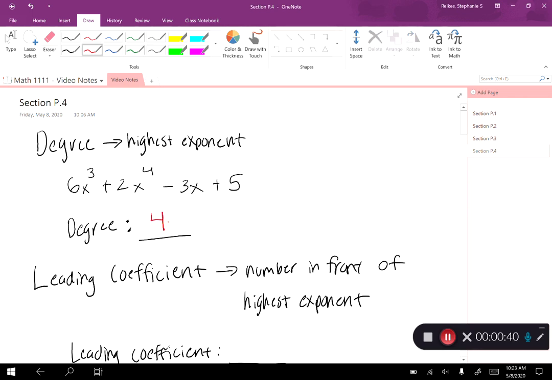Next, let's take a look at the definition for leading coefficient. The leading coefficient is the number in front of the highest exponent. So for this example, our highest exponent was x to the fourth. The number in front of that is 2.